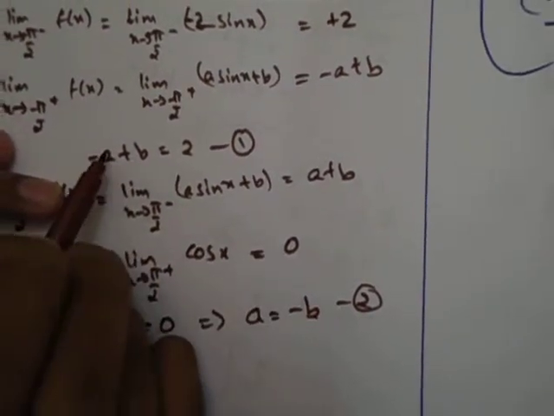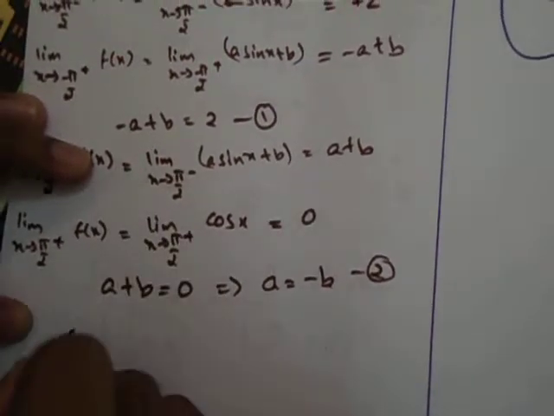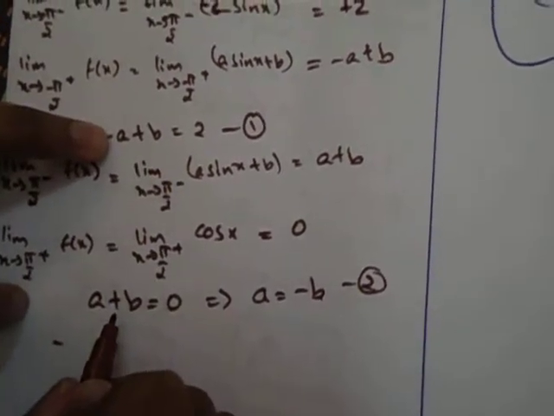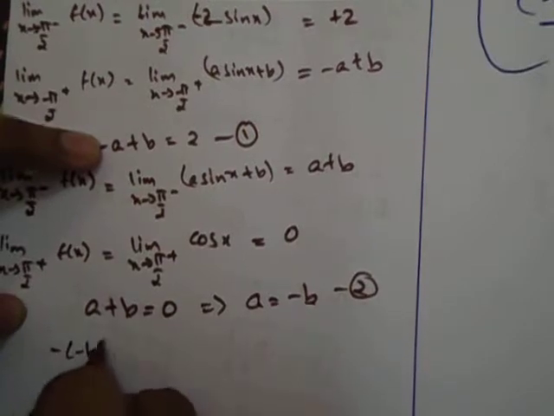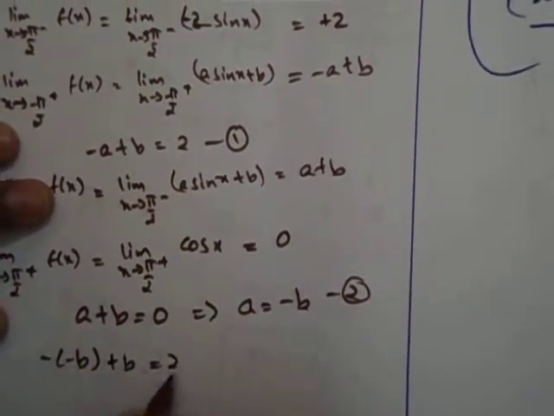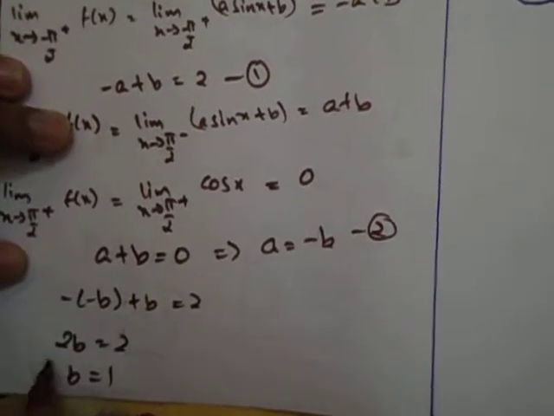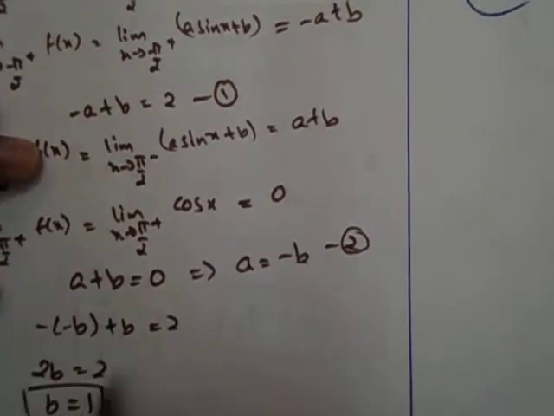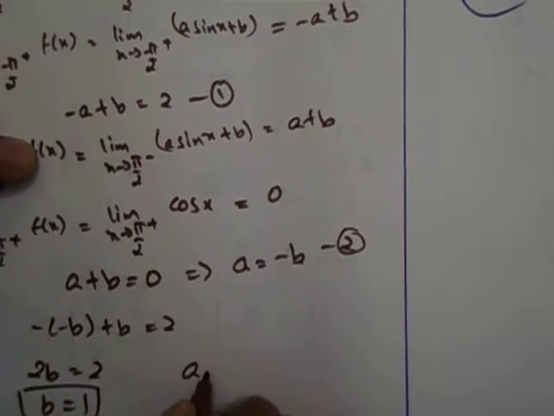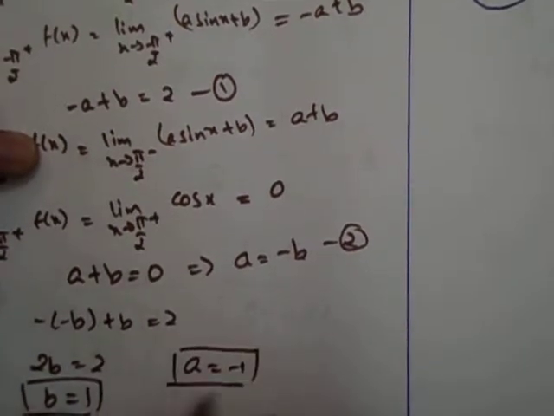From equation 2 we have a equal to minus b. Let's substitute that into equation 1. We get minus b plus b... more precisely, minus a plus b becomes b plus b is equal to 2. So we get 2b is equal to 2, which means b is equal to 1. When we put the value here, we get a is equal to minus 1. That's the answer.